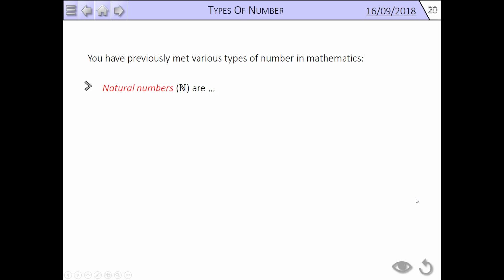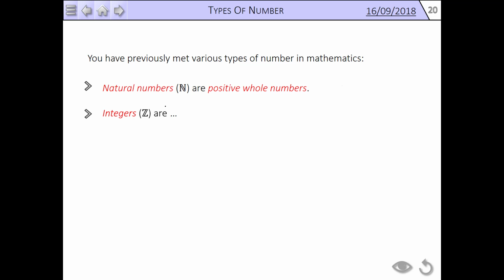We're going to start by looking at some of the different possible types of numbers that occur in maths. First, we have natural numbers. These are simply positive whole numbers, 1, 2, 3 and so on. We use capital N to represent the natural numbers.